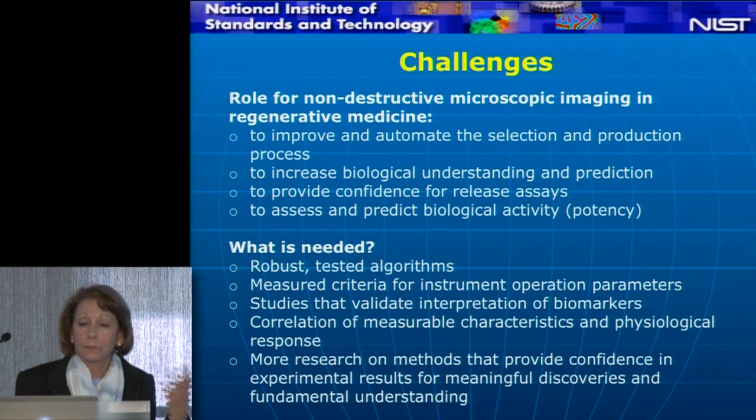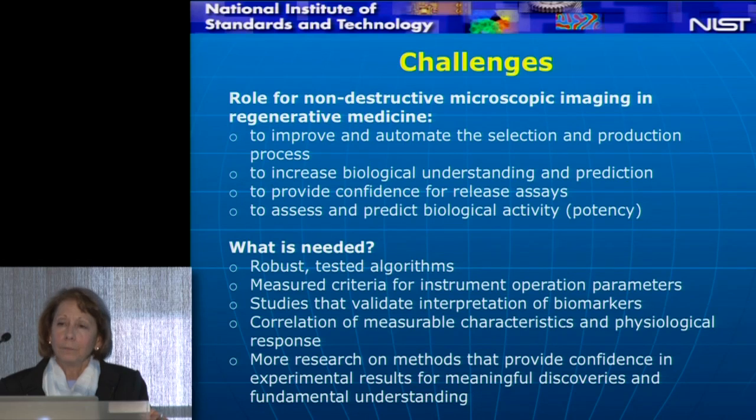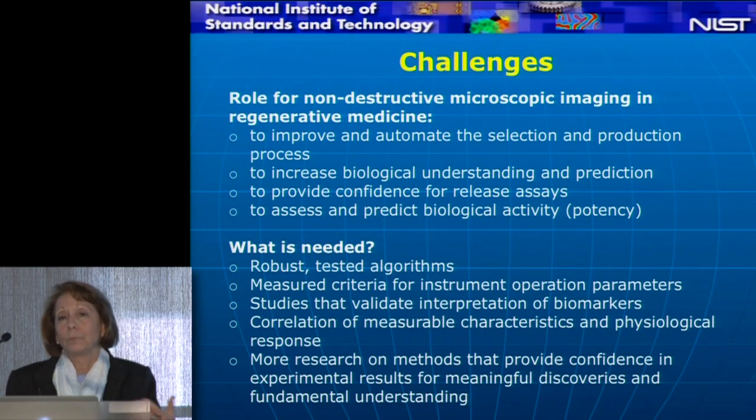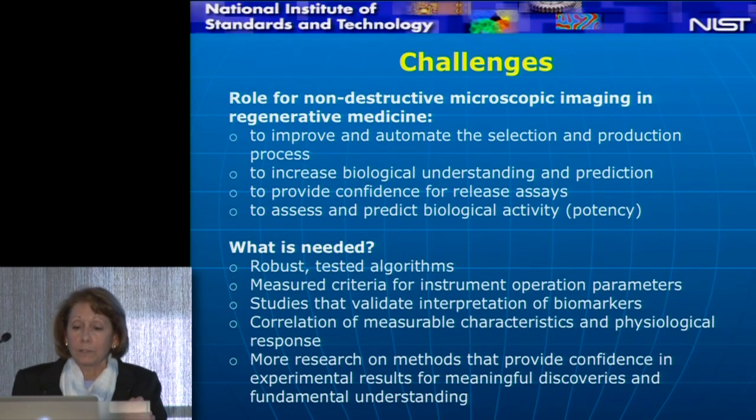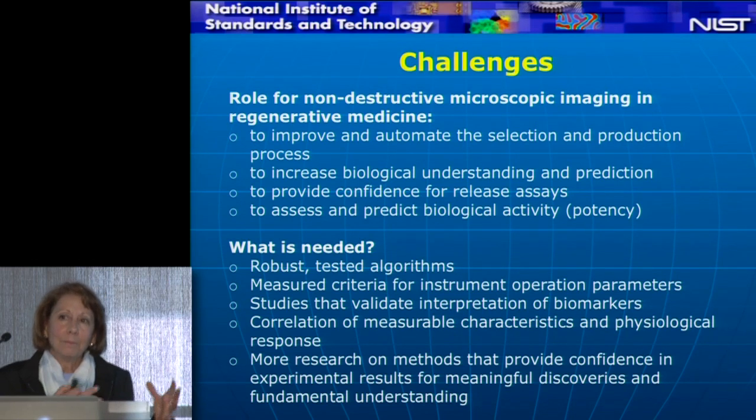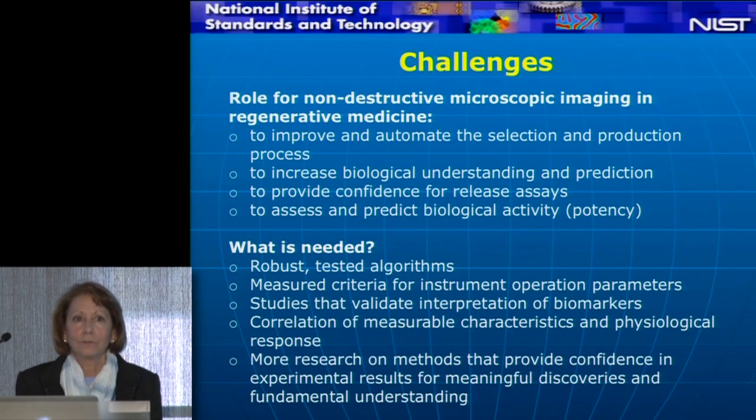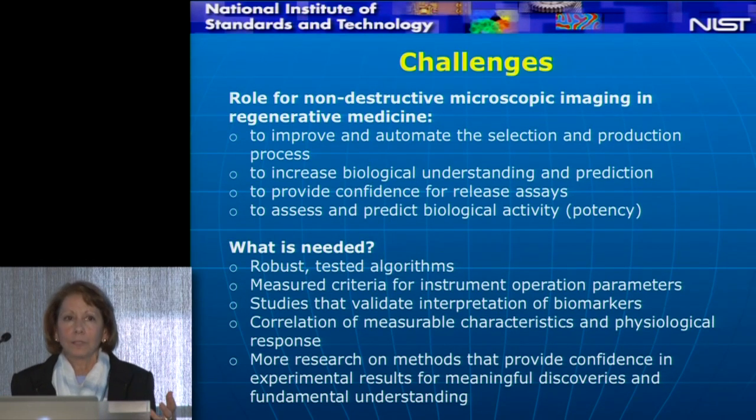And so that includes testing the algorithms, measuring, having methods for operational parameters for the instruments, studies that validate the interpretation of biomarkers is really critical. I think there's still some uncertainty about, as Steve was saying, really what are the appropriate biomarkers for consideration of characterization of these products. Being able to correlate the measurable characteristics that you can get out of an image and what the physiological response is, I think is going to be a huge challenge, very difficult thing to do. But in the end, that's really what's going to make or break imaging as a useful tool.